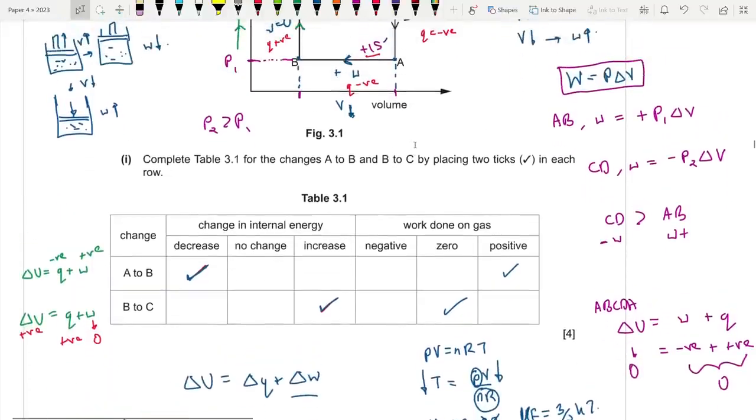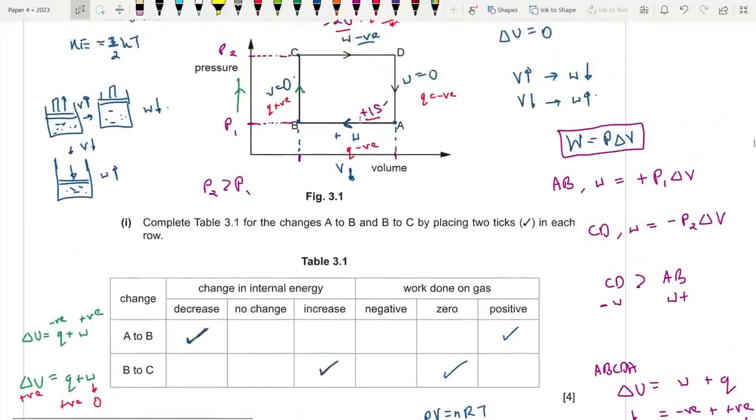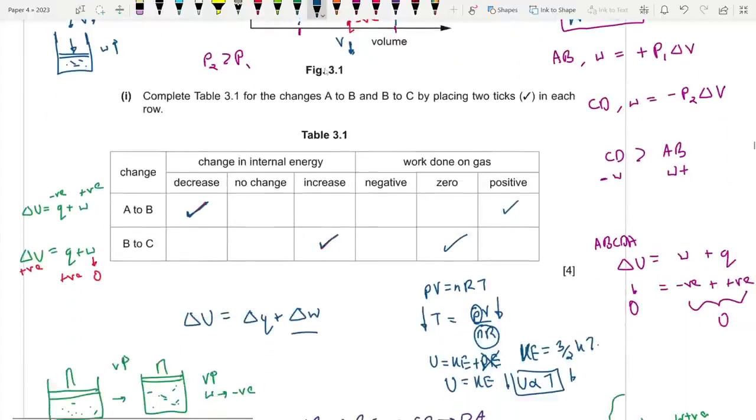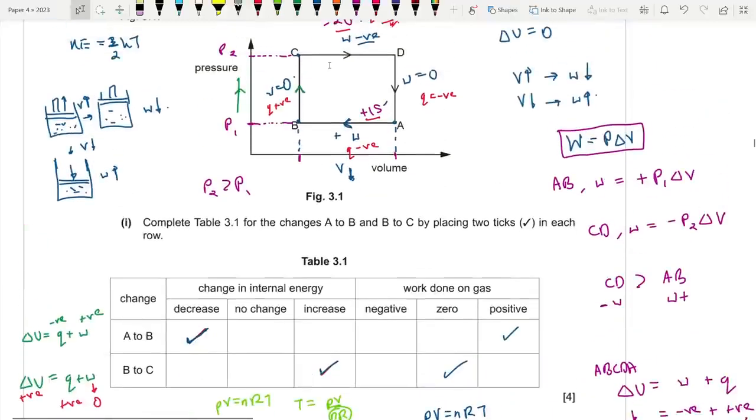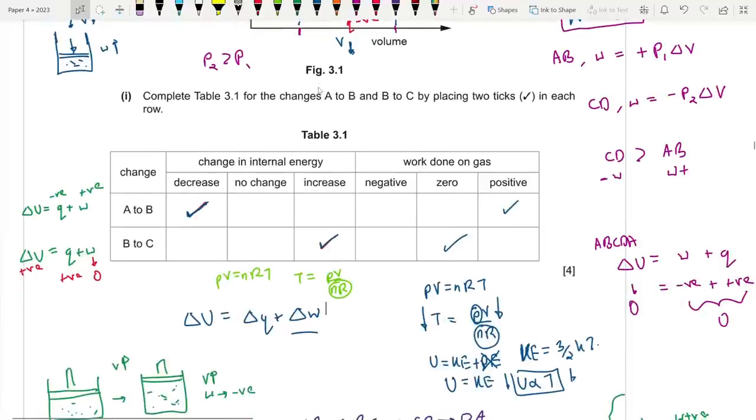As you go from B to C, this change occurs at constant volume. So let's go again for B to C. You know that PV equals nRT, so T is equal to PV by nR. Similarly, nR remains constant, and over here the pressure does actually increase.